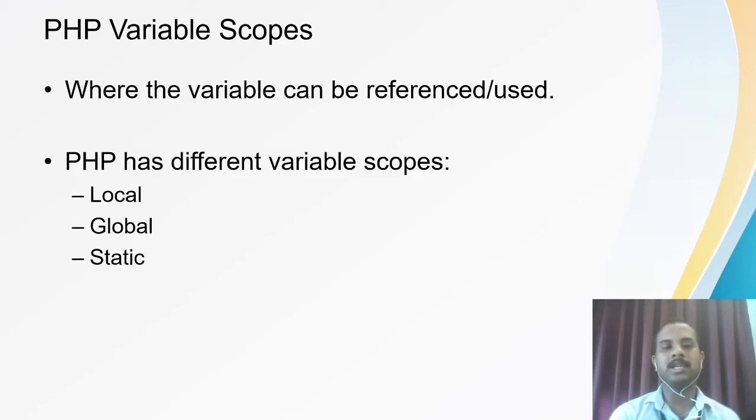PHP variable scope. Variable scopes represent where the variable can be used or referenced. Coming to here, we have three different variable scopes: local, global and static.